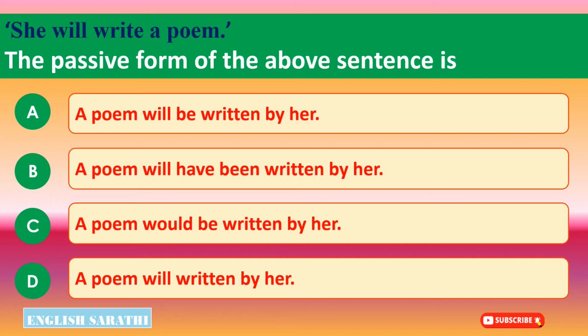Option B. A poem will have been written by her. Option C. A poem would be written by her. Option D. A poem will written by her. The correct answer is option A. A poem will be written by her.